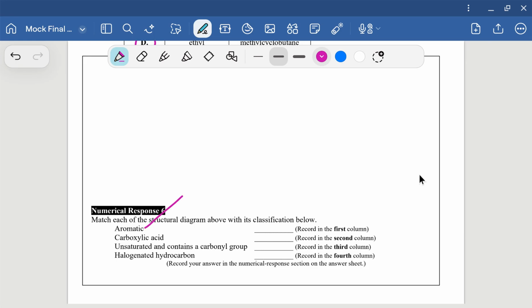If you're aromatic, you are looking for a molecule that has the benzene ring. If you're carboxylic acid, you're looking for a molecule that has carbon double bonded to an oxygen, single bonded to an OH group. If you are unsaturated and have a carbonyl group, you would be looking for this group. Unsaturated, meaning you have a double or triple bond in your main chain, so between carbons. Halogenated hydrocarbon, you're looking for a halogen, like chlorine, fluorine, or bromine.